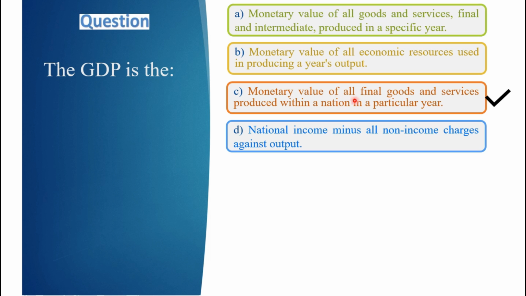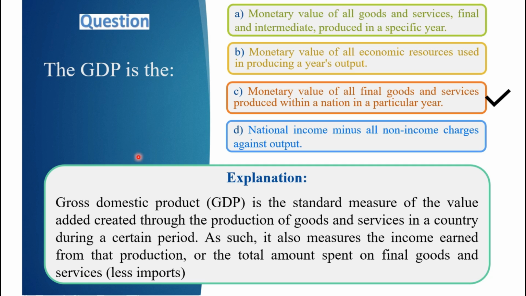And the correct answer for this question is option number C, monetary value of all final goods and services produced within a nation in a particular year. Gross domestic product is the standard measure of the value added created through the production of goods and services in a country during a certain period. As such, it also measures the income earned from that production or the total amount spent on the final goods and services less imports.